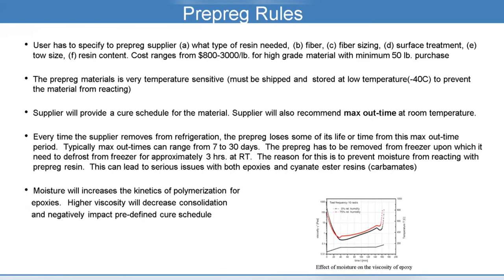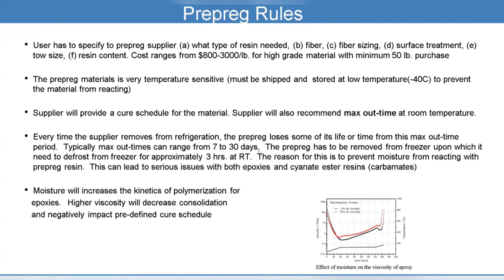Every time the prepreg is removed from refrigeration, it will lose some of its life. That's the bottom line. So if you take it out two times, it's going to be different than when you take it out 10 times. And if you take it out 10 times, you can expect a life reduction from the max out time period. A typical max out time can range anywhere between 7 to 30 days. And how you come up with this, the suppliers do a tremendous amount of testing to determine those inputs. Okay, that's the way it works.